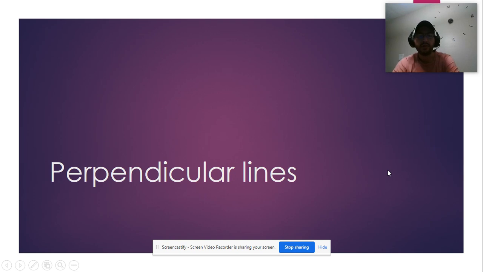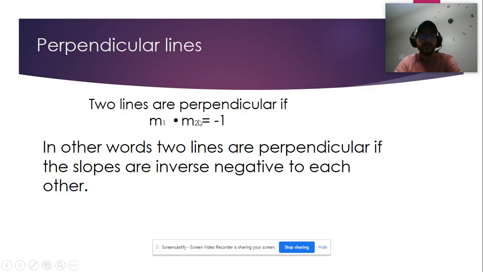Okay, today we're going to learn about perpendicular lines using the slope. Two lines are perpendicular if and only if the slope of the first one times the slope of the second one is equal to -1. In other words, if the two lines are perpendicular, the slopes are negative inverses of each other.